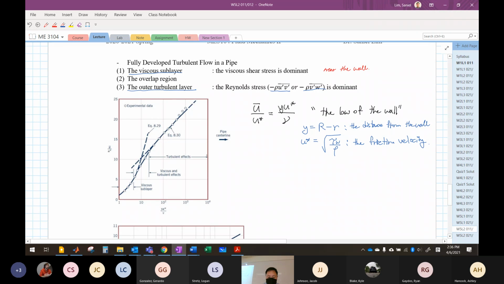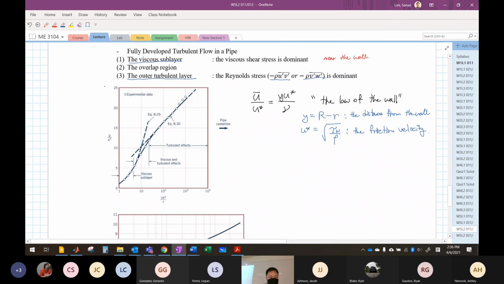So let's take a look. If you look at the figure given here, this is experimental data. You have all the points there. So what they did is model this equation to fit these data points. For the viscous sublayer, it's going to fit really well between here and there. Let's change the color here. Then we can use this equation. All right, what's the x-axis? This is y U star over nu. And on the left side, you have U bar over U star.